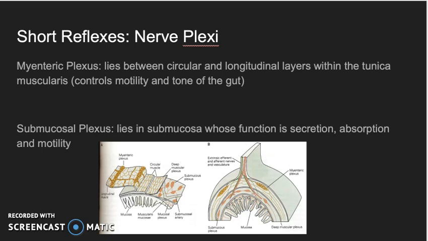We also have the parasympathetic nervous system, which utilizes the vagus nerve to transmit signals to the central nervous system. And you have the sympathetic nervous system, which utilizes the prevertebral ganglia in order to transmit those signals to the central nervous system.